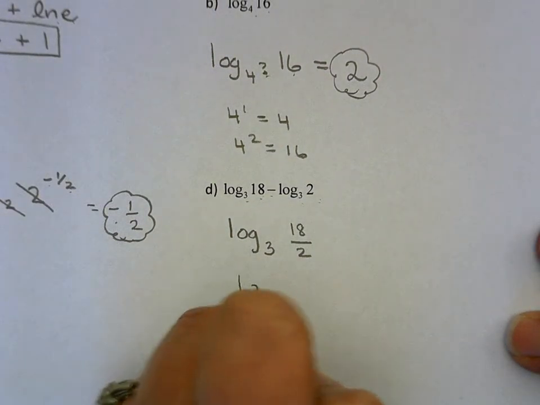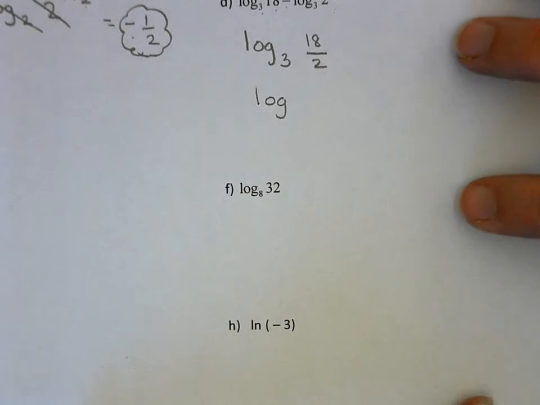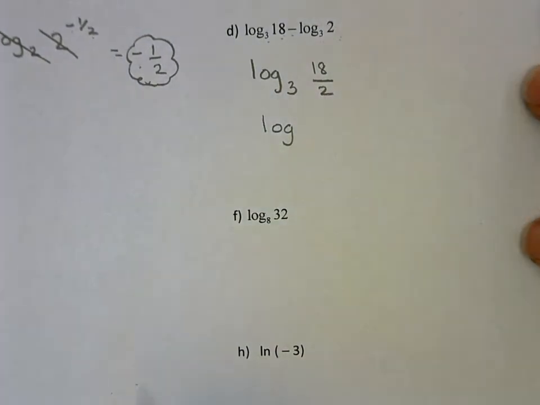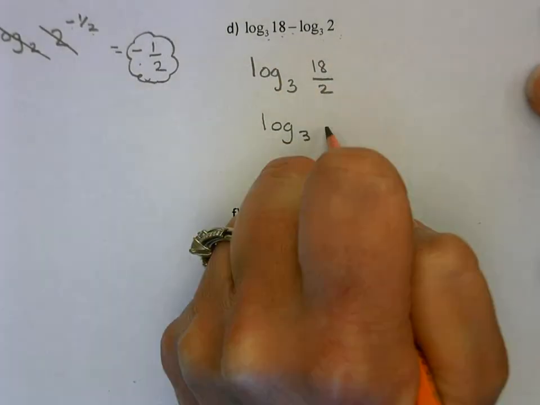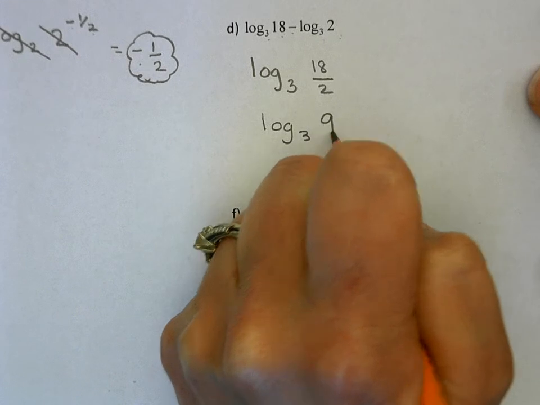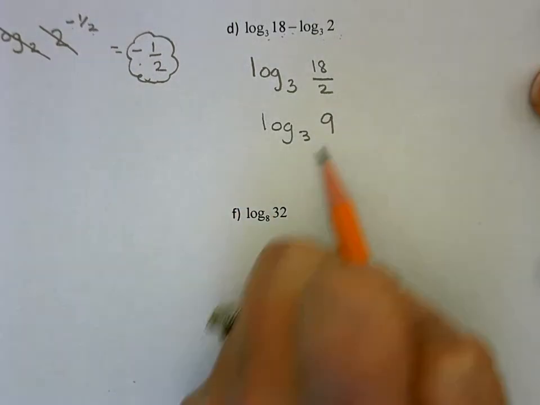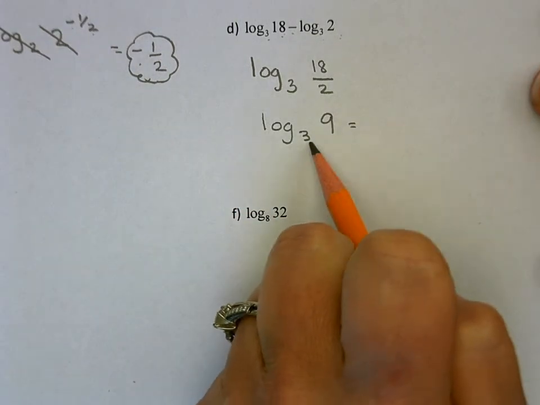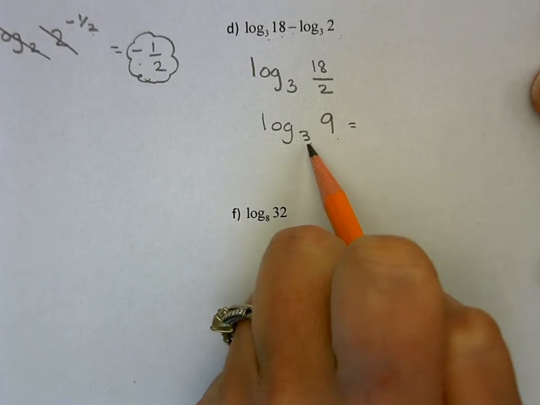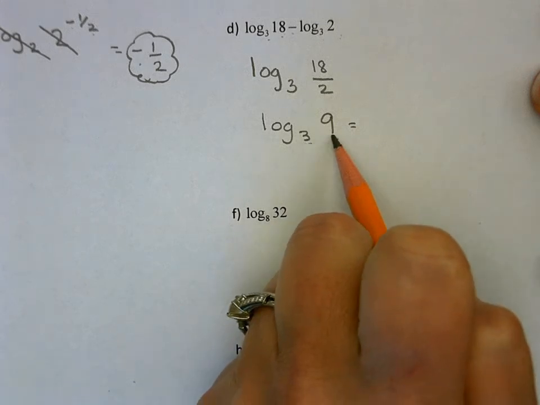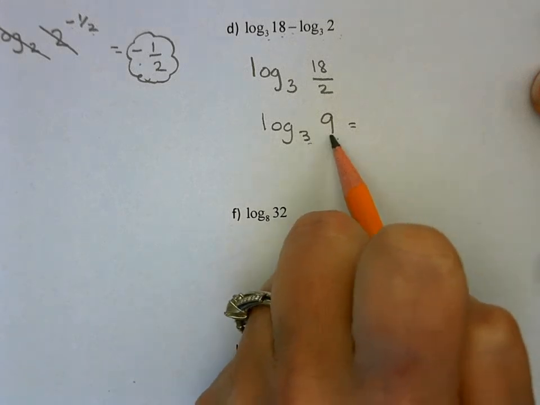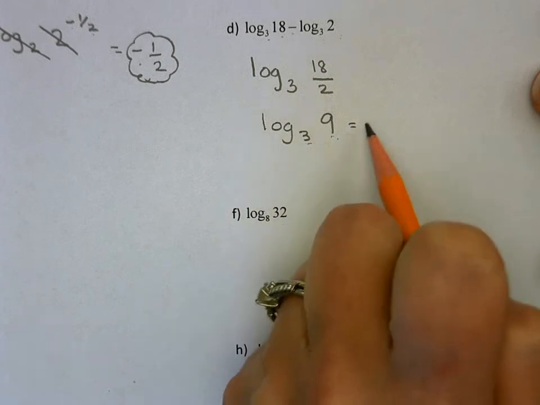So then I have log base 3 of 9. And then I can do my guess and check here. What power do I need on 3 to get a 9? 3 to the first is 3. Nope. 3 to the second is 9. So I need a power of 2. So my answer is 2.